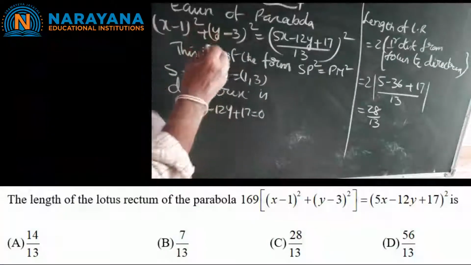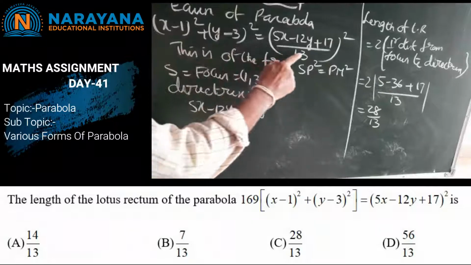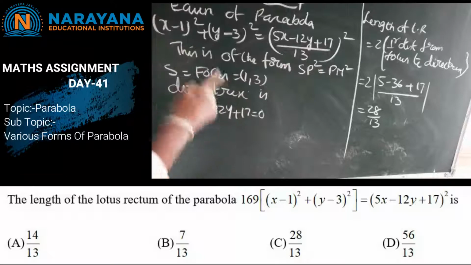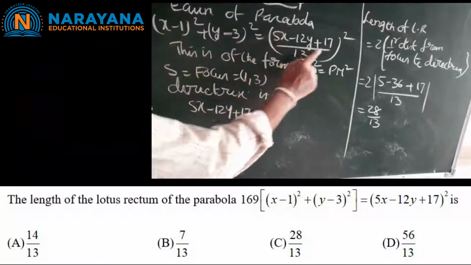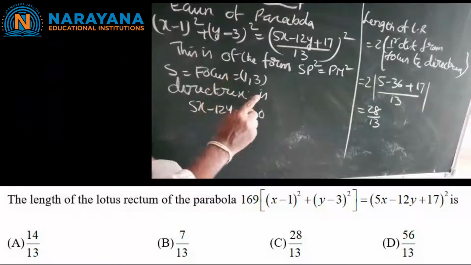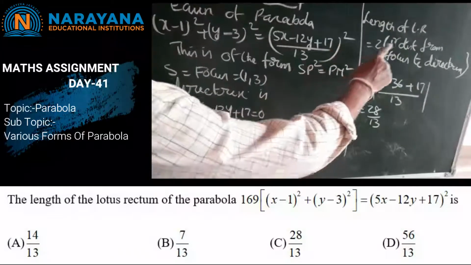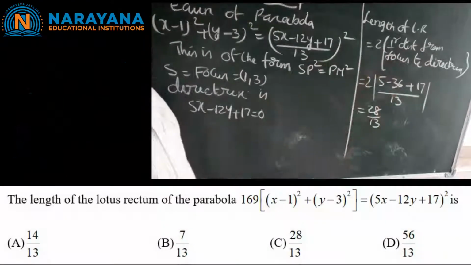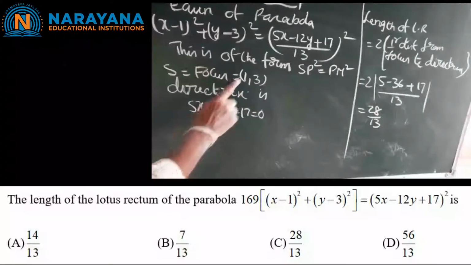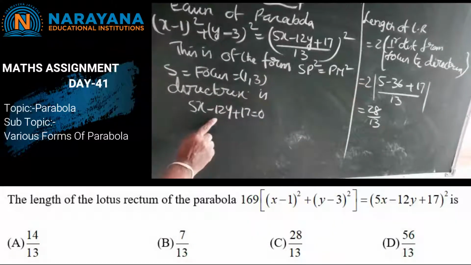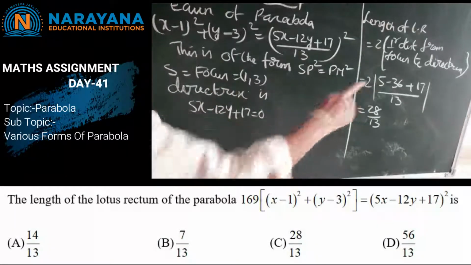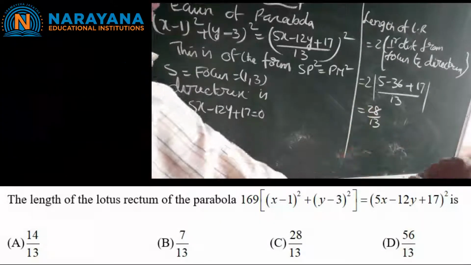Number 14. The equation of the parabola after adjustment we got like this. Now this is in the form of SP² = PM². S is (1, 3) and this is the directrix, 5x − 12y + 17. I wrote that. Then the length of the latus rectum is given by 2 times the perpendicular distance from the focus to the directrix. Because the focus is (1, 3), the perpendicular distance from (1, 3) to this is (5 × 1 − 12 × 3 + 17), that is 5 − 36 + 17, divided by root of 5² + 12², which is 13. So that is equal to 28.